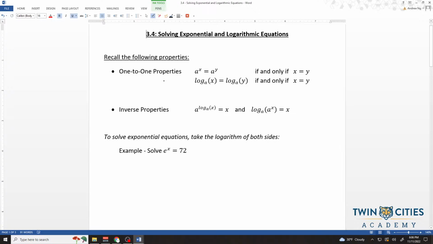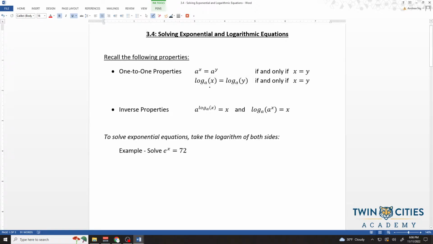So for my one-to-one properties, a to the x equals a to the y if and only if x equals y. Well, that makes sense. If I've got a to some power equals a to some other power, since it's the same base, it must be true that they've got the same powers.